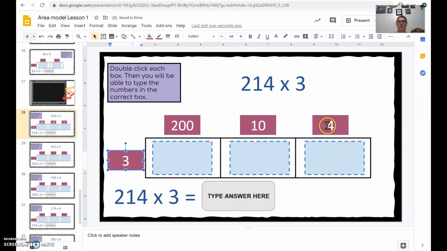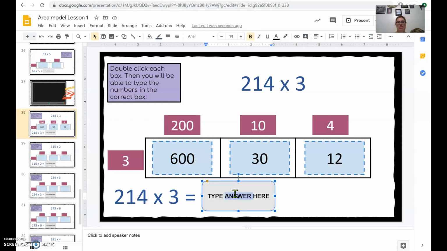Now 3 times 4, double click, 12. 3 times 10 is 30. And 3 times 2 is 6, and then I'm going to bring down those 2 zeros, 600. Okay, now you need to write down all 3 of those so we can add them together. So I have 600 plus 30 plus 12.